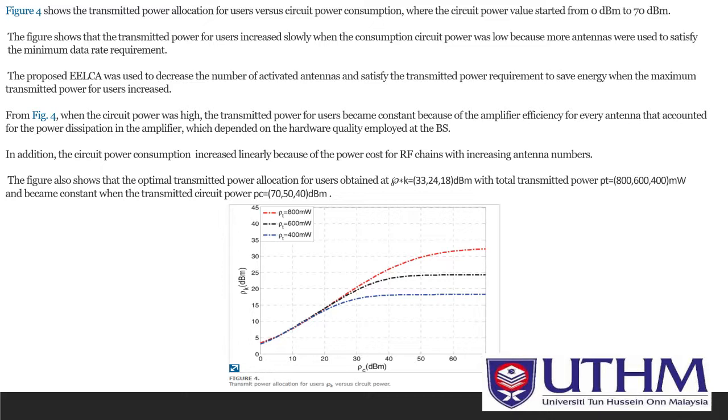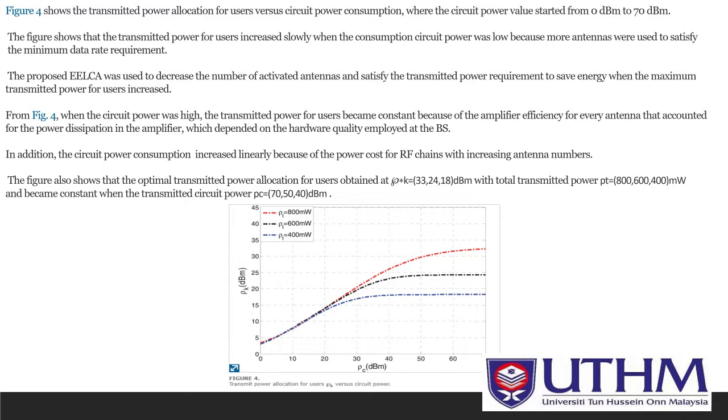The figure shows that the transmitted power for the user increased slowly when the circuit power consumption was low, because more antennas were used to satisfy the minimum data rate requirement. The proposed EELCA was used to decrease the number of activated antennas and satisfy the transmitted power requirement, to save energy when the maximum transmitted power for the user is increased.